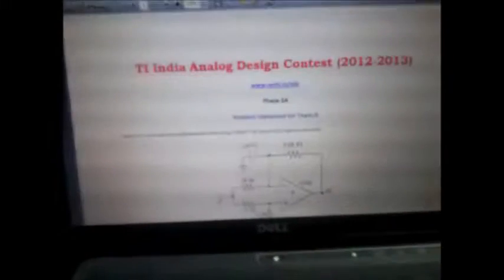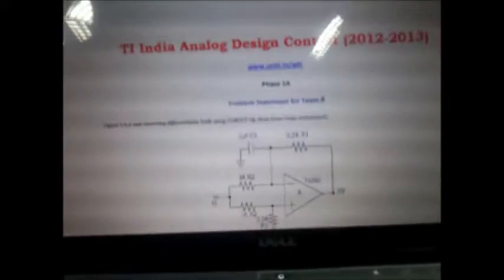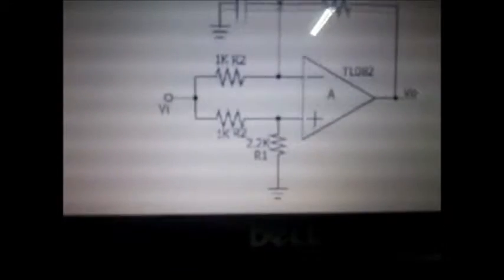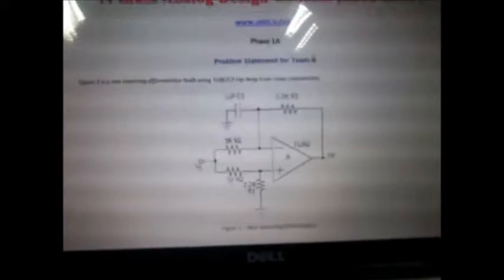We have been given a problem statement by Texas Instruments, as we can see on our laptop screen. We are given an op-amp design of a non-inverting differentiator, with an op-amp TL082CP, and we have to design its transfer function as well as plot its graphs as given in the problem statement, which are the frequency versus gain and phase versus frequency graphs.